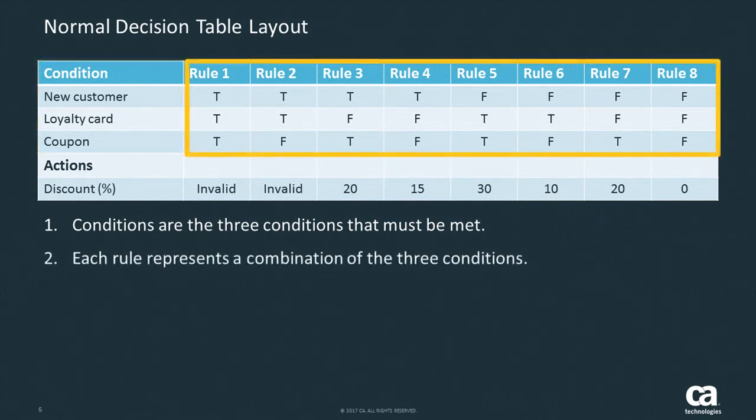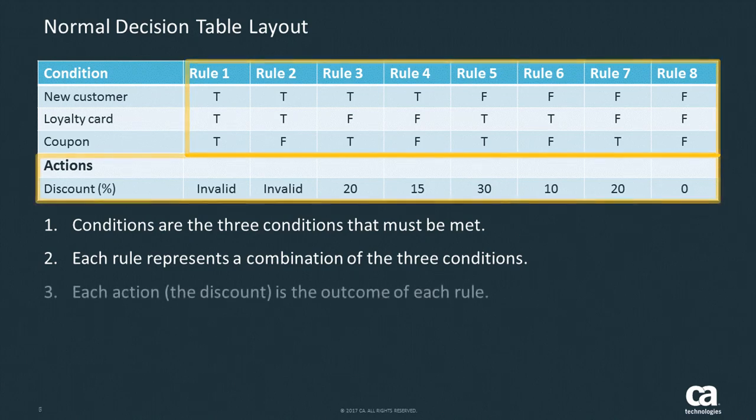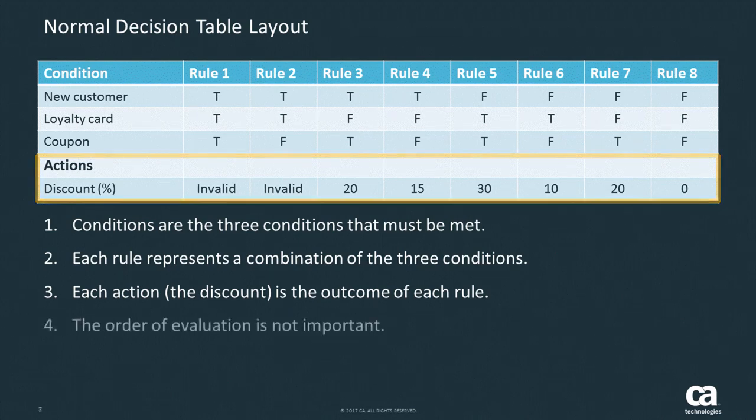Now, each combination of input values is described as a rule. So in this case, we have a whole series of rules from left to right, rules 1 to 8. And you can see the various combinations of true, true, true, true, true, false, and so on. And these rules, each one of them results in some form of action or outcome or output. And so the actions are towards the bottom of the table, and you can see the various discounts in this case towards the bottom.